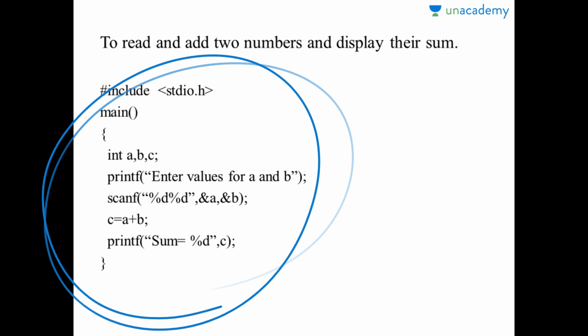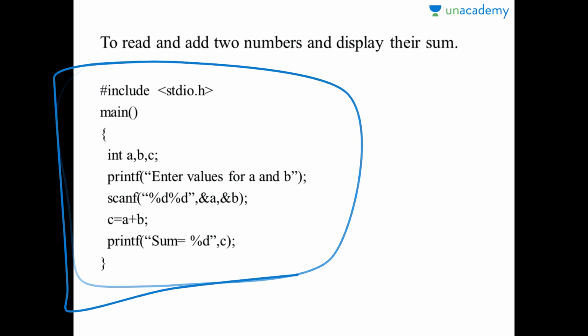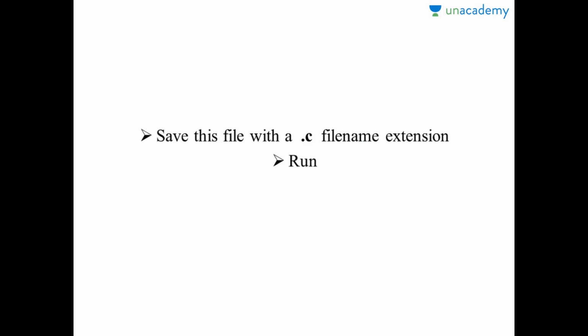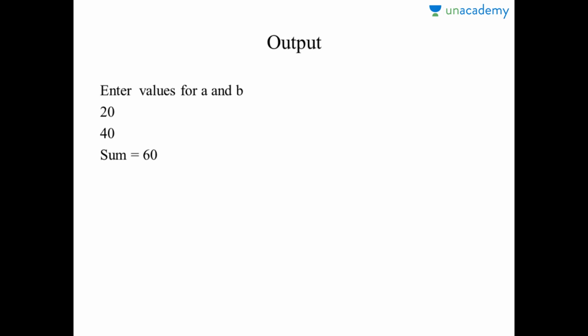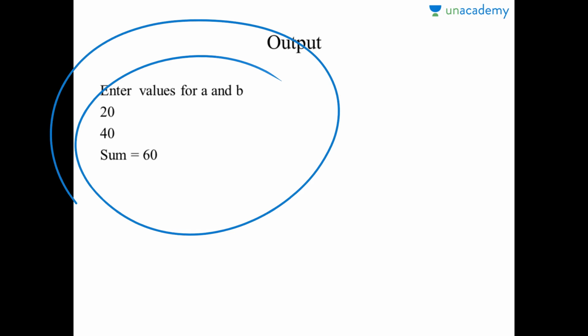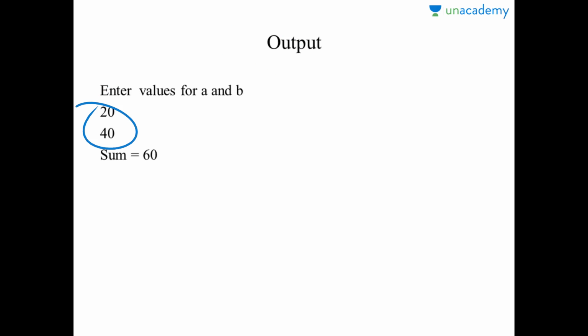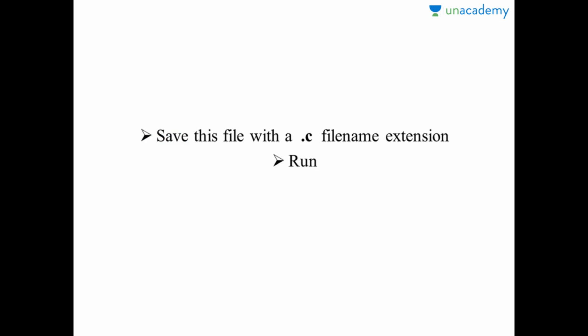Once you are done writing this code, you can save the file with the .c file name extension and then hit the run button. The output you will get is like this. You can enter any values here and the sum will be displayed here. I'm going to explain what that code means, and I should read it aloud first.